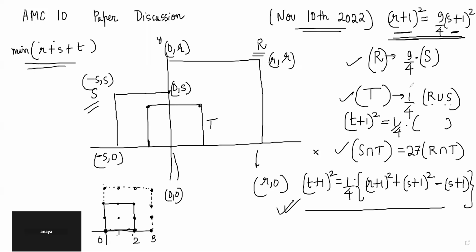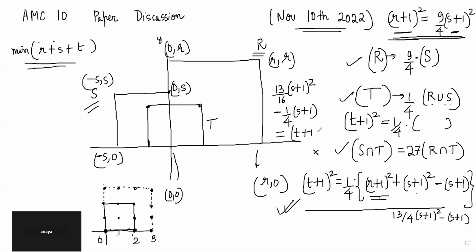So we can basically eliminate every R from here. We can write it as 9 by 4 S plus 1 whole square. 9 by 4 plus 1 by 4 by 4. So 13 by 4 S plus 1 whole square minus S plus 1 multiplied by 1 by 4. So I'm getting 13 by 16 S plus 1 whole square minus 1 by 4 S plus 1. That is equal to T plus 1 whole square, right? Yes.